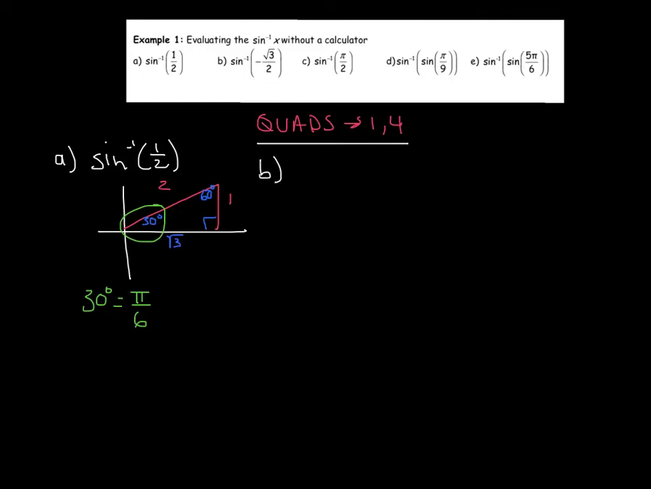Inverse sine of negative root 3 over 2. Actually, I believe we did this one earlier as well, but we'll do it again real quick here. Negative root 3 over 2.